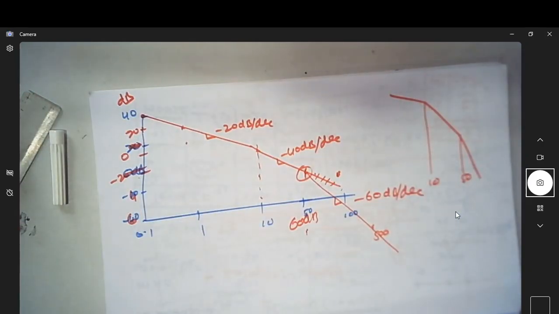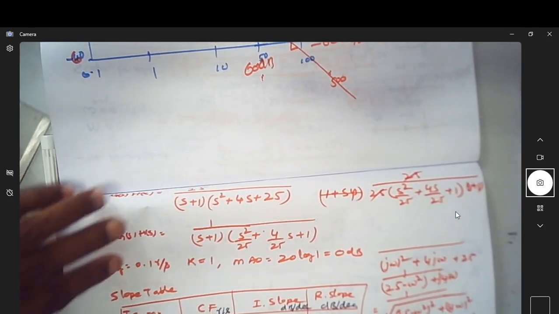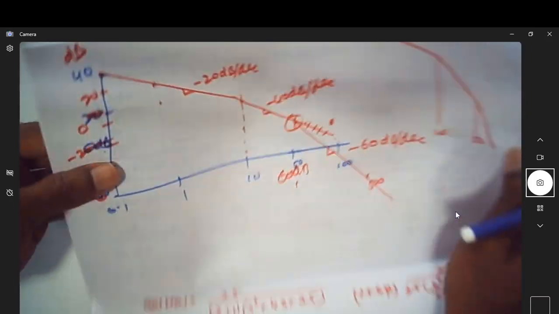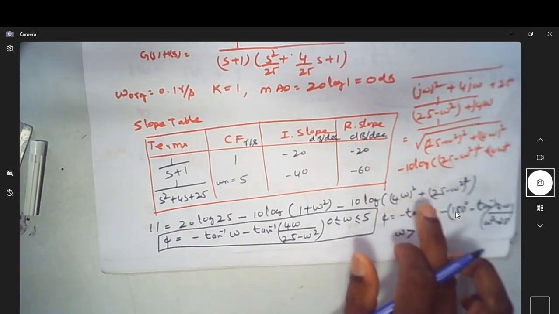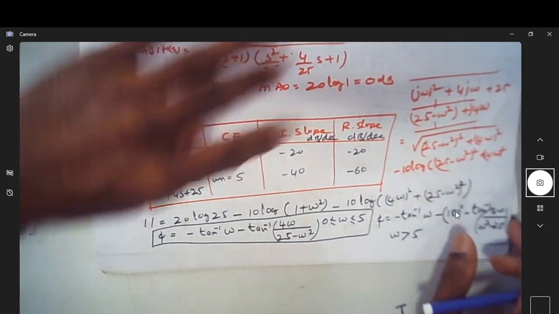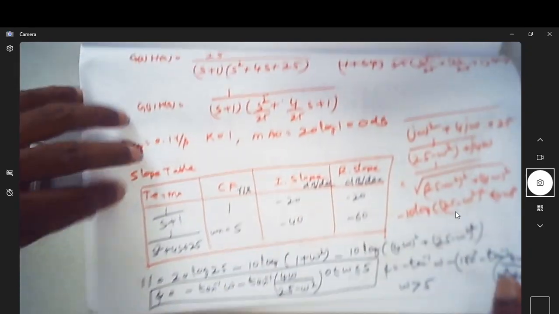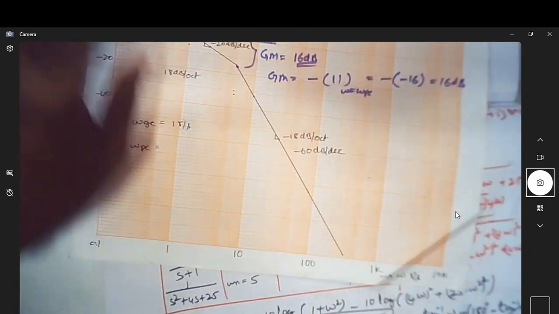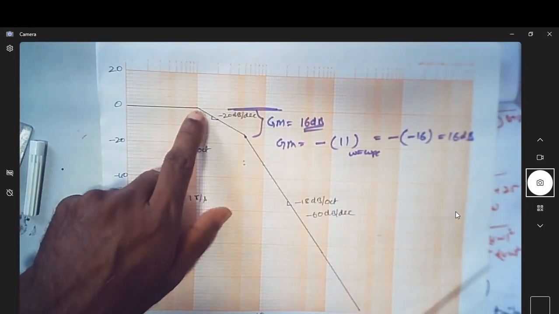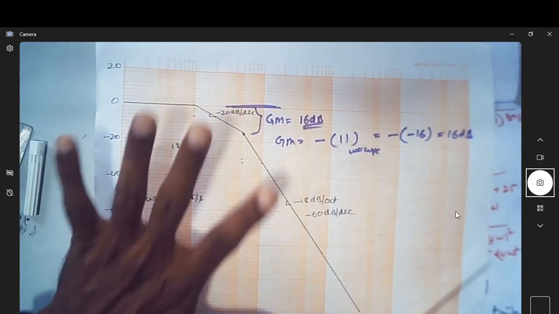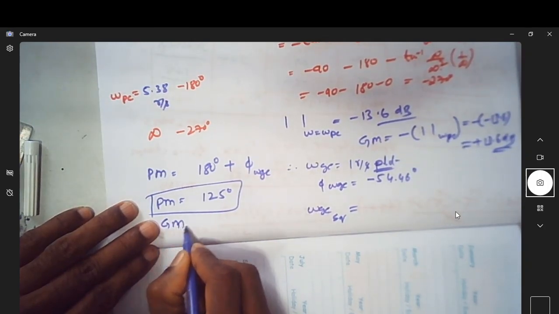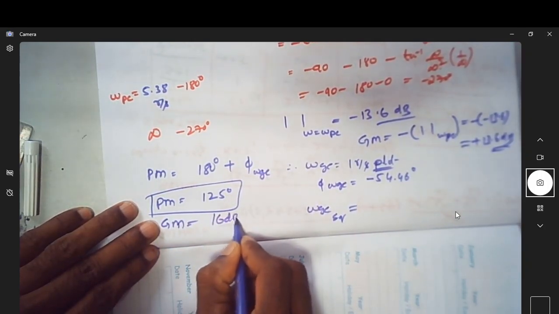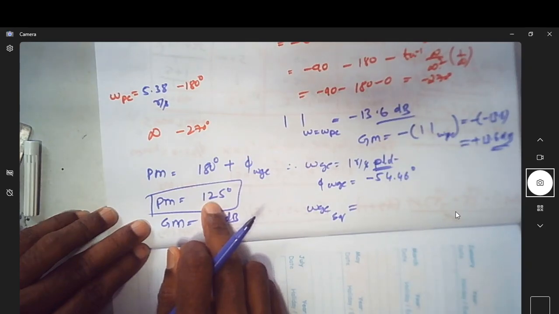Where you are equating this magnitude to 0. This magnitude can be equated to 0 to find omega GC theoretical, that is using the equations. Whatever omega GC we got here, 1 radian per second, is an approximate and asymptotic value. Graphically this is perfect. So graphically we have a gain margin of 16 dB and a phase margin of 125 degree.